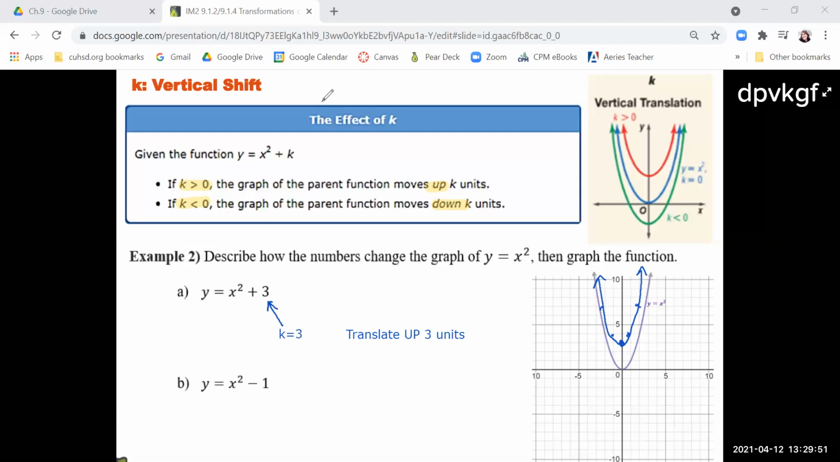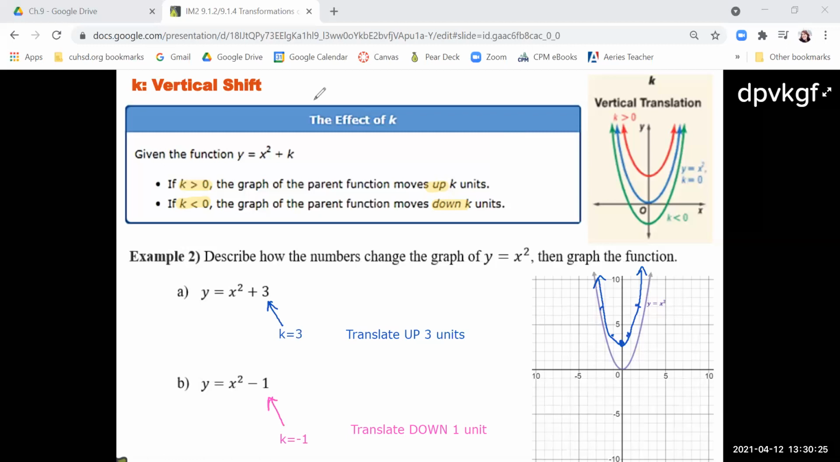All right. For part B, it's the same idea, but this time we're going to go downward. So I'm going to change my color, and this -1 right here tells me that my K value now is -1. And that means that we are going to translate down 1 unit. But the graphing process is the same once we do that shift.